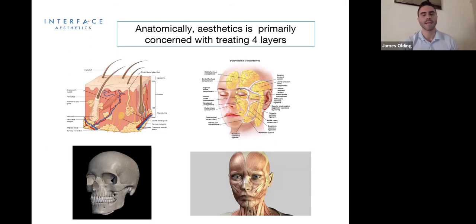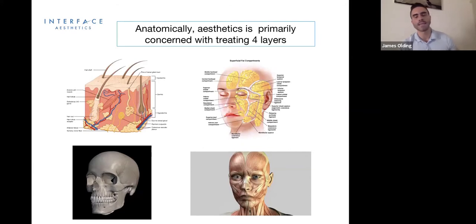And then we also have static lines, which are lines which with aging will start to become more permanent and will be present regardless of movement. And this is where the use of botulinum toxin really comes in. And it's really important to understand that these things shouldn't be seen in isolation. So we talked about the skin, the fat, the muscle. Now we're going to move around to bone. Really important that we think in all of those 4 things when we're looking at a patient.